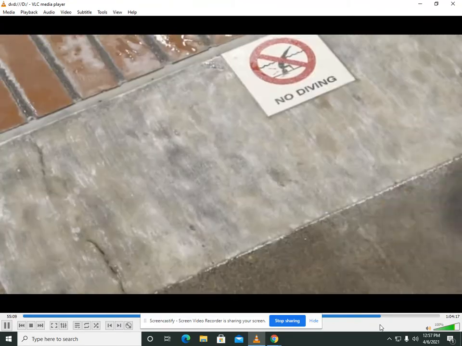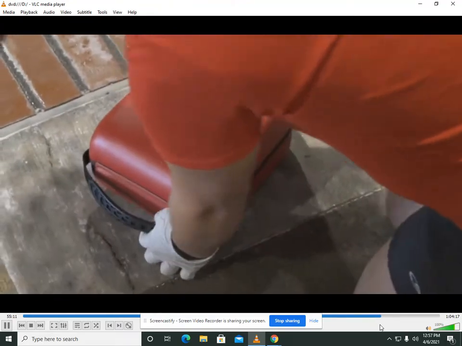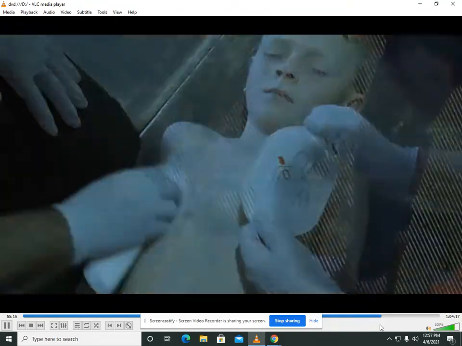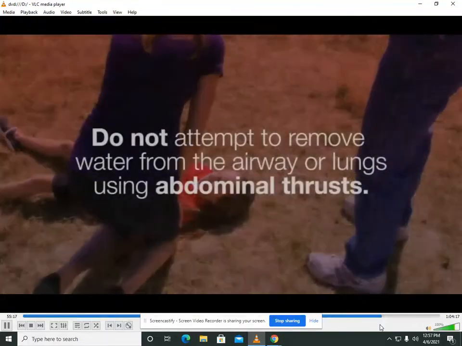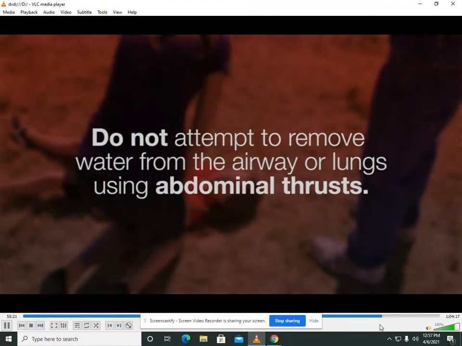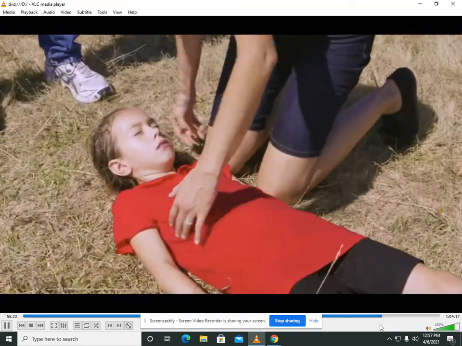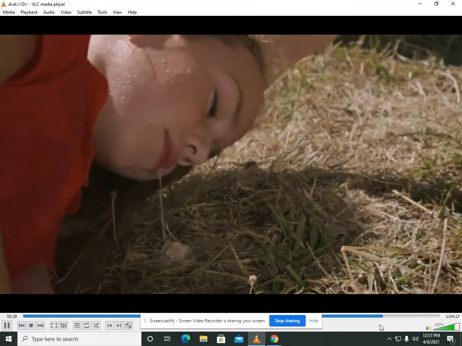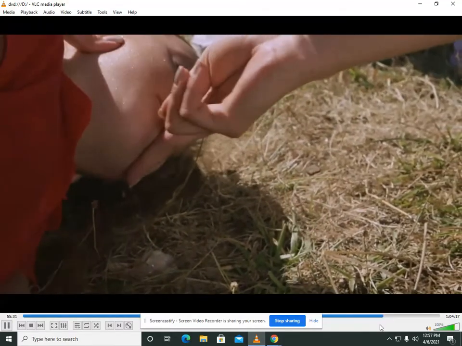Always get an AED if one is available. Dry the chest before applying pads. Do not attempt to remove water from the airway or lungs using abdominal thrusts. There is a high chance a child who has drowned will vomit during your care. If this occurs, quickly roll the child onto her side and use your finger to clear the mouth.